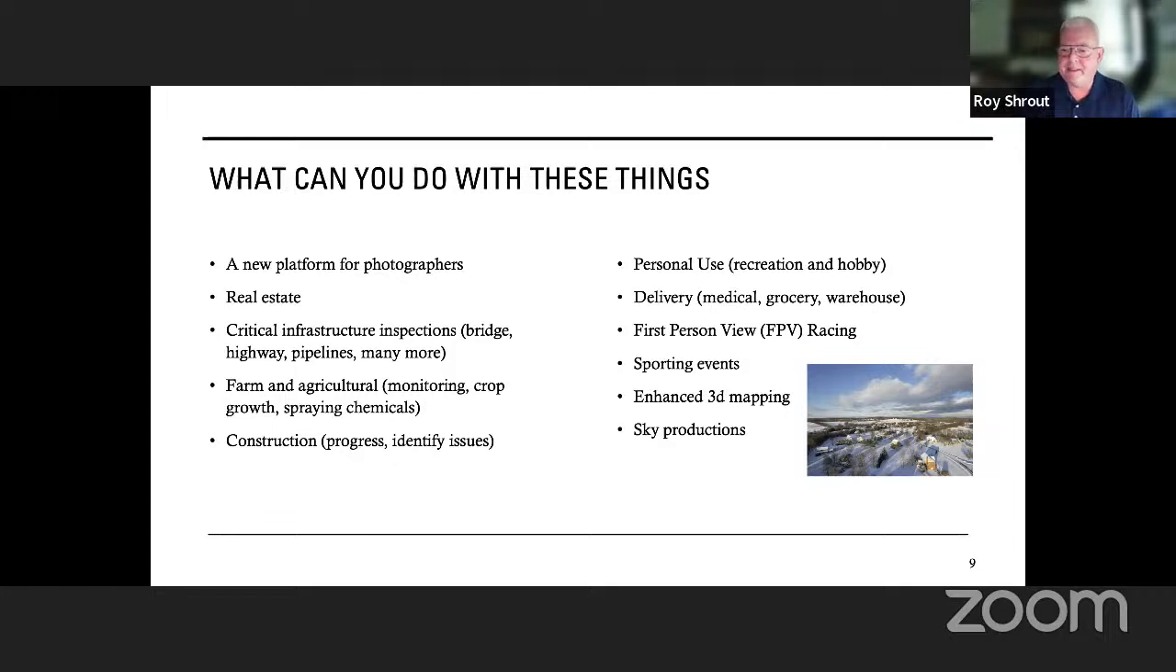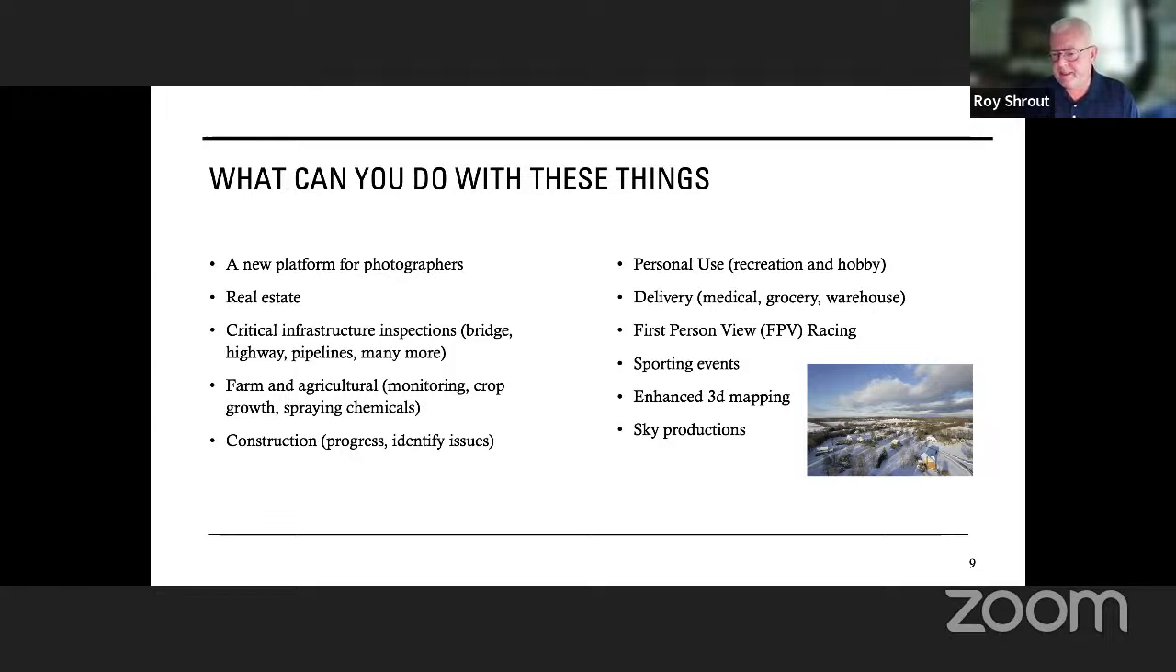First person view racing. If you've never looked at a YouTube video of FPV drone racing, you ought to check it out. It's very, very interesting. These guys go 100+ miles an hour when they're flying their drones and do some really crazy things within a matter of milliseconds.